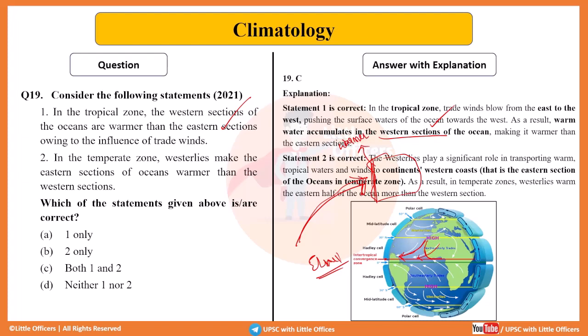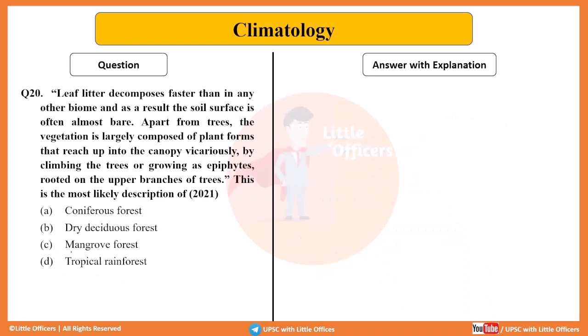This is the reason why, even though Britain is in cool temperate locations, the winters are abnormally mild there, and even the seaports are kept free of ice. This is because of this warming effect. So second is also true here. The correct answer is C.